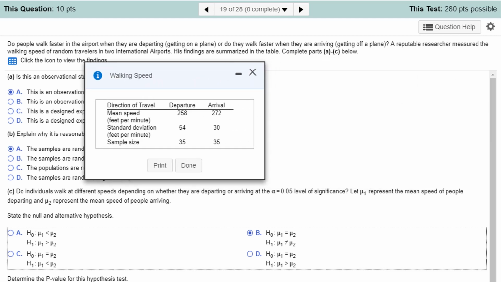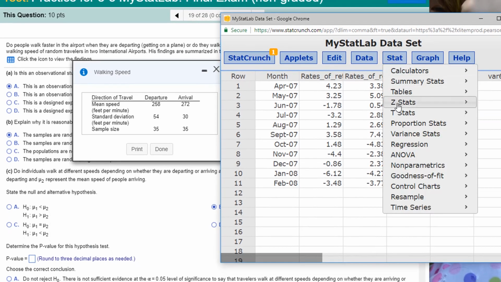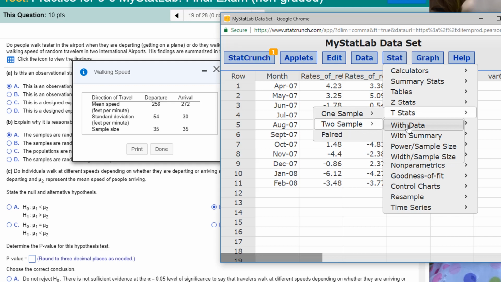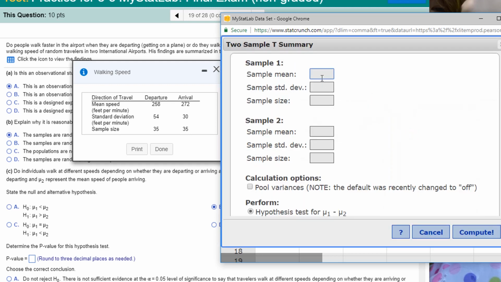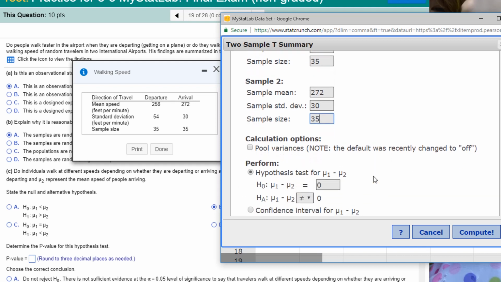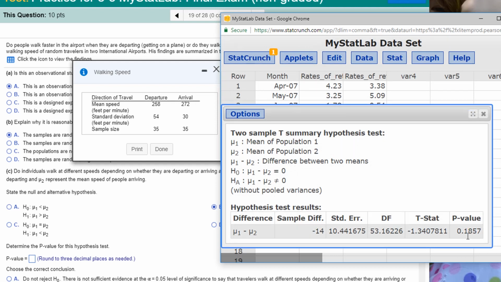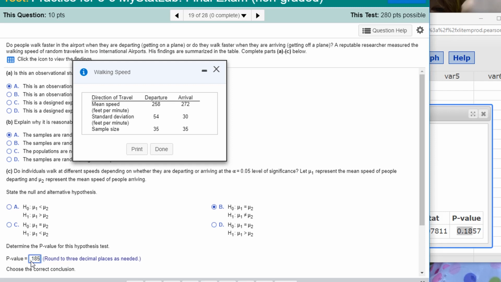So let's go to StatCrunch, go to stat, go to t-stats, a two-sample t-stat with summary. Okay, so I've got the sample mean, 258, the sample standard deviation, 54, and the sample size of 35. Second one, 272, 30, 35. I don't want to pool variances. As we said, this is a Welch's test, unequal variances, but that's a fine default to keep. I'm going to click compute, and I'm going to get a p-value, 0.1857. But I want to take only 3 decimal places, so I have to round that, 0.186.